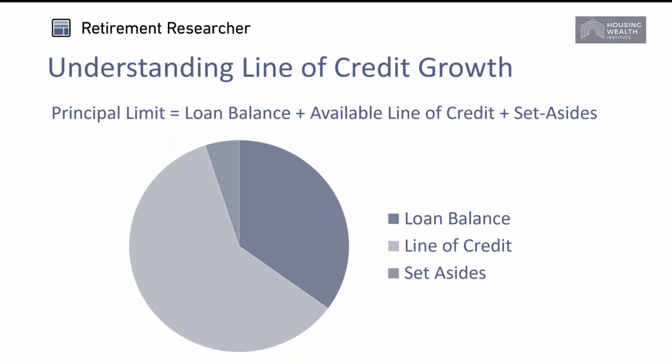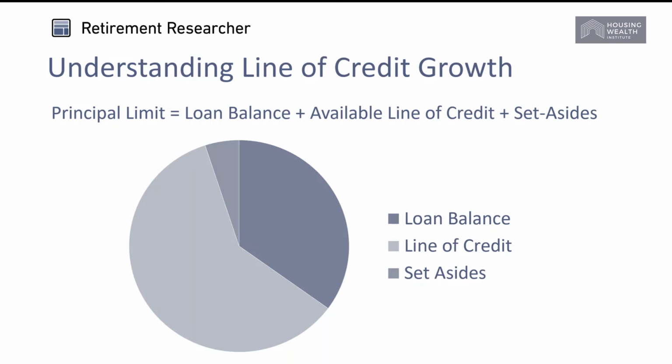And if you voluntarily repay some of the loan balance, you move some of it from loan balance back into line of credit, you have a new ratio between the two, but then they're still always growing at the same rate. And policymakers, for the most part, probably thought people would use reverse mortgages because they want to borrow from them. So principal limit growth, if it's all loan balance, reflects loan balance growth.